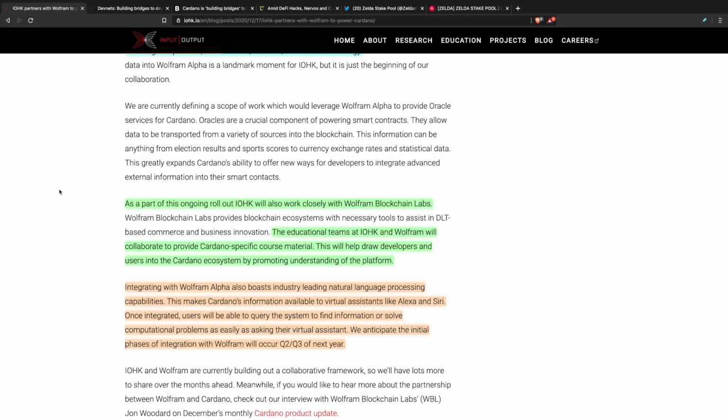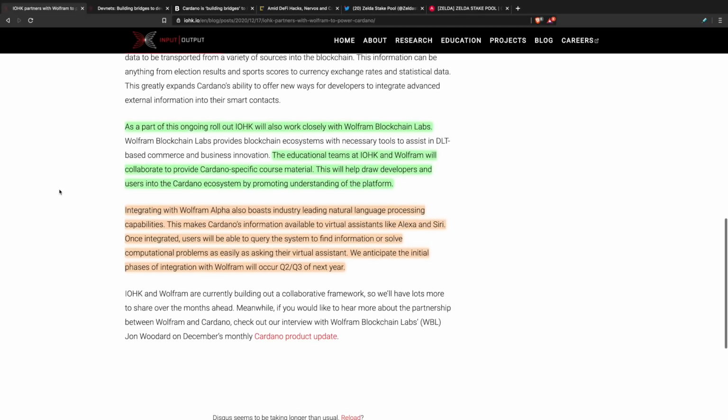Integrating with Wolfram Alpha also boasts industry-leading natural language processing capabilities. This makes Cardano's information available to virtual assistants like Alexa and Siri. Once integrated, users will be able to query the system to find information or solve computational problems as easily as asking their virtual assistant. And they're anticipating the initial phases of this integration by Q2 or Q3 of next year. Completely mind-blowing to think about that the data structure from Wolfram Research is actually what is being used with virtual assistants like Alexa and Siri. So talk about mainstream adoption. I think this is a very exciting development.